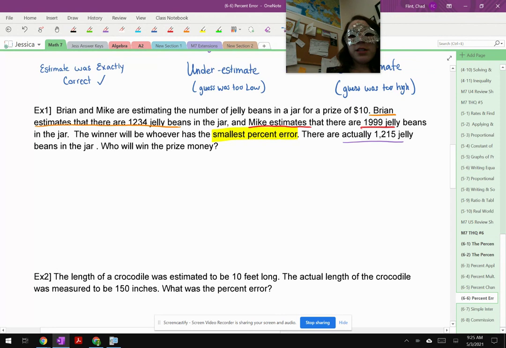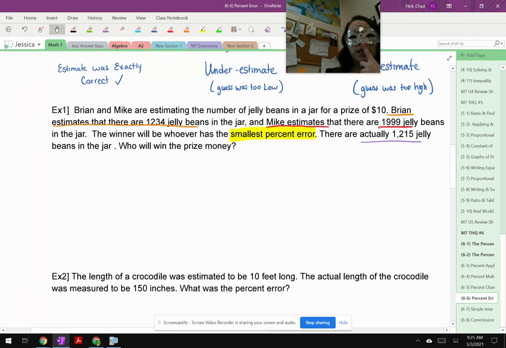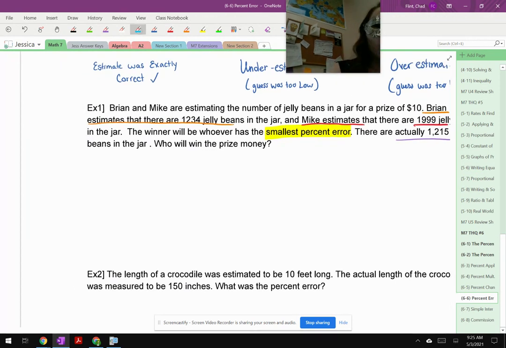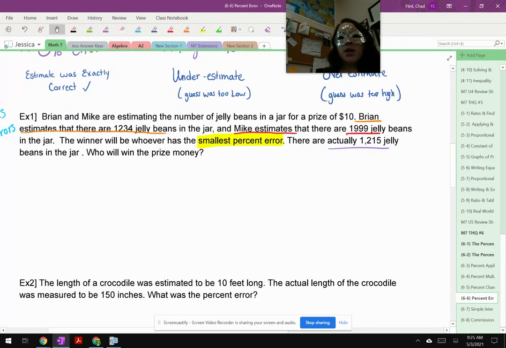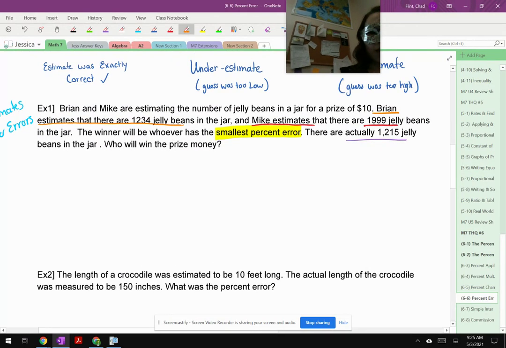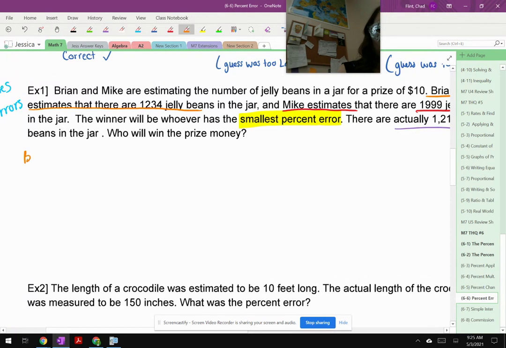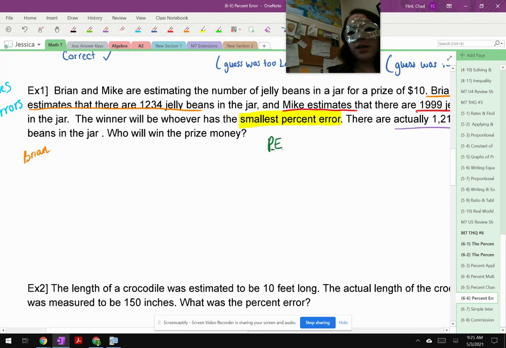So this means we're comparing these percent errors. We need to do 2 percent errors, 2 estimates equals 2 percent errors. So keep them organized. I'm going to start with Brian first. And remember, let's look at our formula. My percent error formula, percent error, PE, is equal to estimate minus actual, divide by actual, times 100.